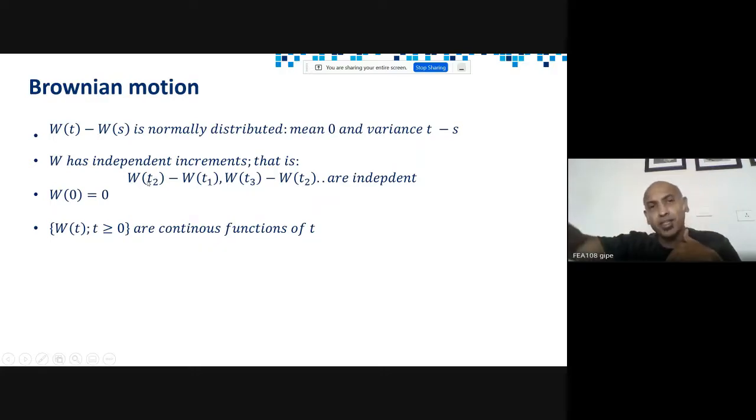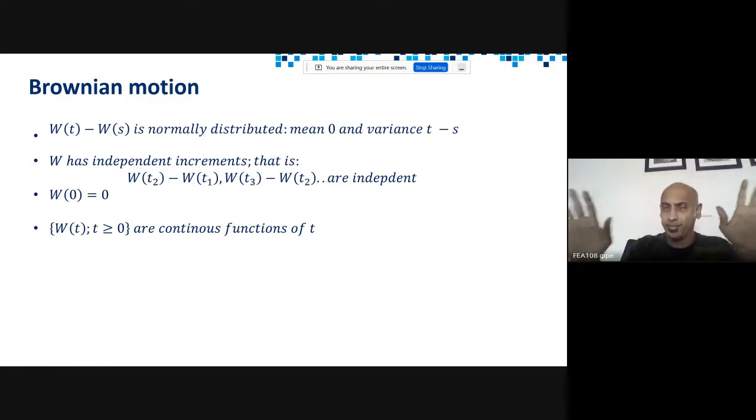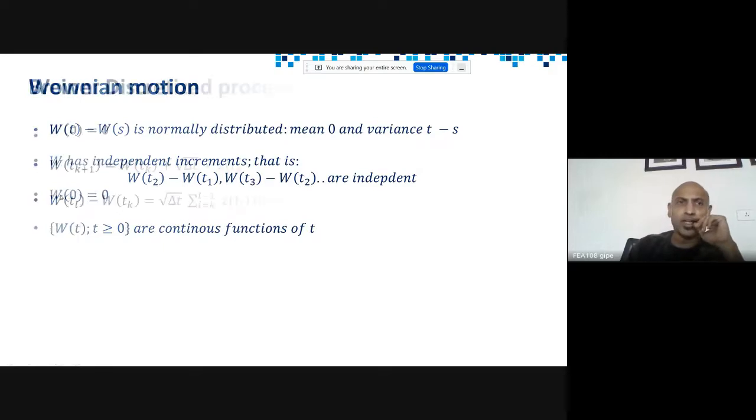The price of TCS tomorrow minus the price of TCS today, and the price of TCS the day after tomorrow minus the price of TCS tomorrow. All of these values are independent increments of each other. Completely random is what we are saying. And then, by definition, we saw that W0 was 0, right? W0 is 0.